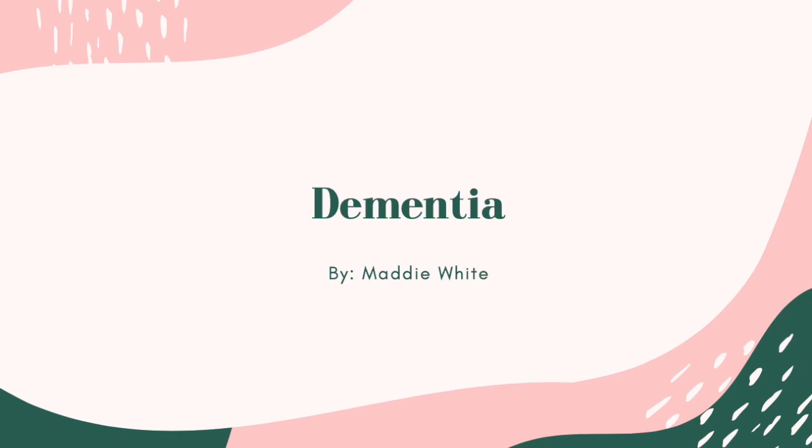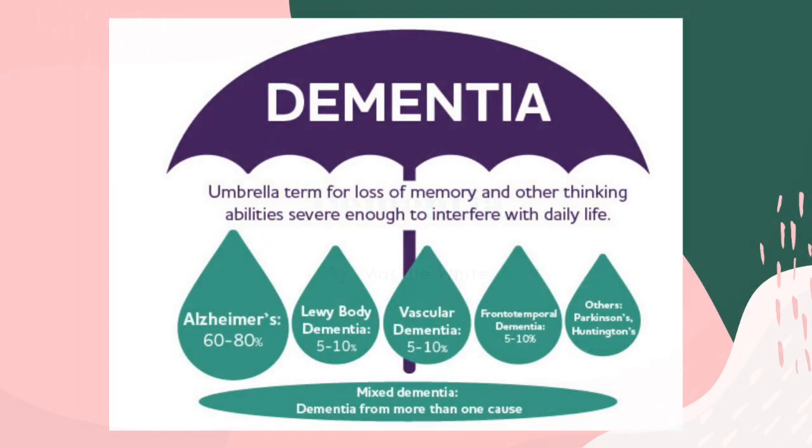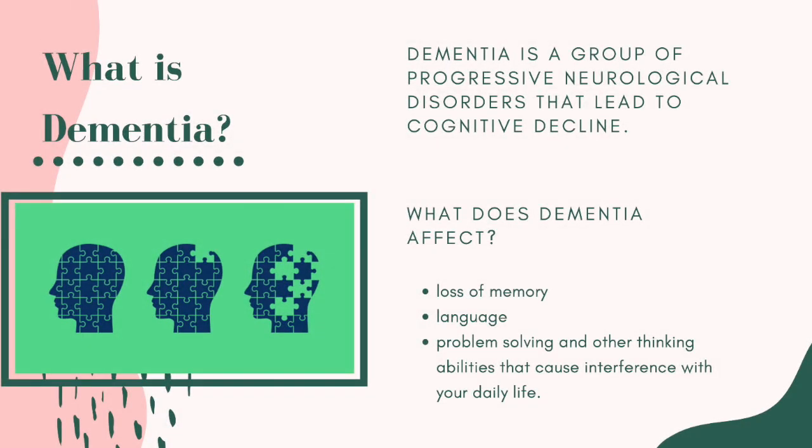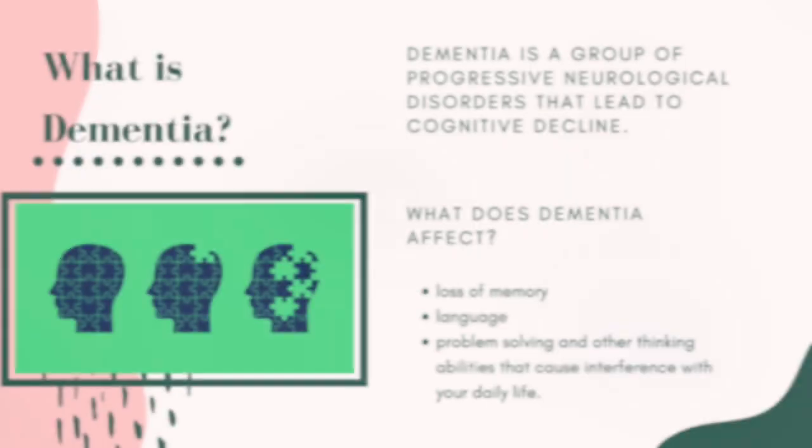The neurological disorder this presentation will discuss is dementia. Dementia is an umbrella term for loss of memory and other thinking abilities severe enough to interfere with daily life. Dementia can affect loss of memory, language, problem solving, and other thinking abilities.